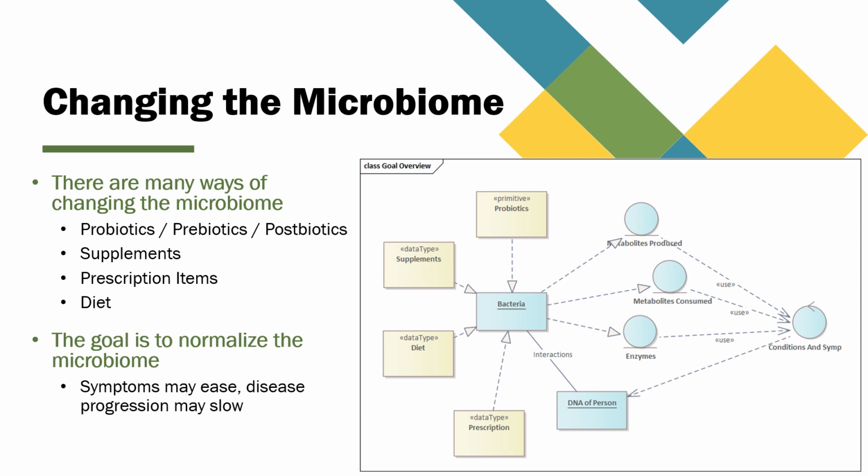So we can see where we end up in our model: we have bacteria, and we have a ton of things that could influence it. In some cases, like for supplements, the supplements could literally hop across into the system by being dissolved and absorbed to substitute for what certain bacteria produce. Our goal is to normalize the microbiome. Symptoms may ease or disease progression may slow, or in some cases we'll have what we really like to see, which is remission.